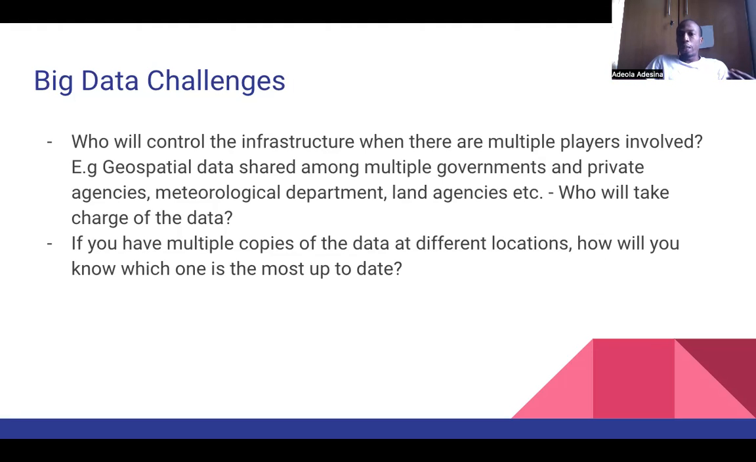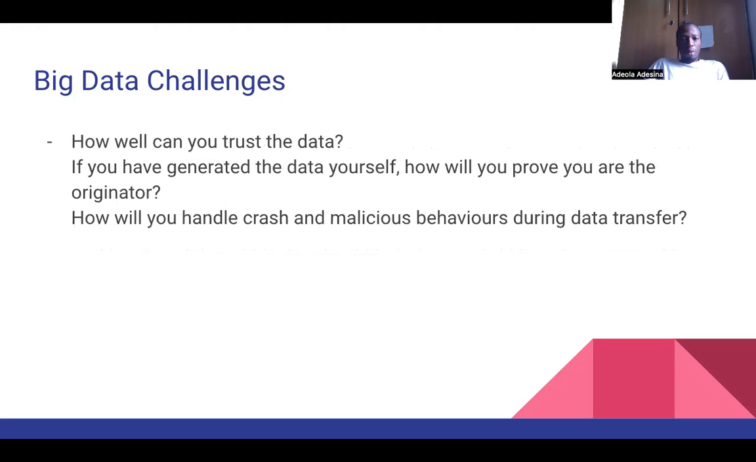So these are big data challenges that we have today. And that question is, how well can you trust the data? On your own end, if you've generated a data set yourself, how can you prove that you are the originator of the data set, right? If other people are the ones uploading this data or generating this data, how can you prove that they are the ones actually generating? How can you prove that there is no random bot on the internet generating this data set, right? And that question is, how will you handle crash and malicious behavior during data transfer? And this is one of the very, very, very huge promises of the blockchain.